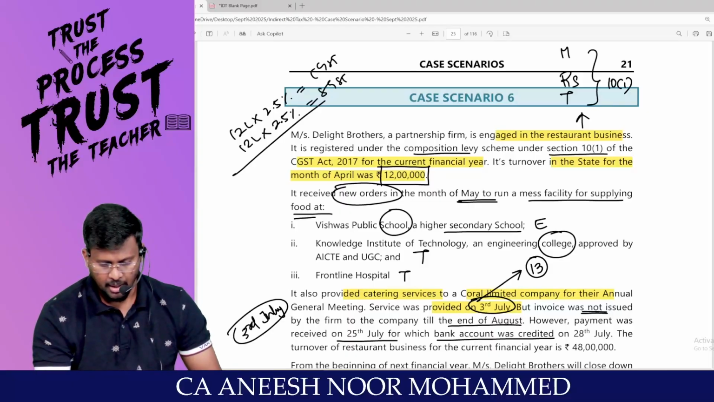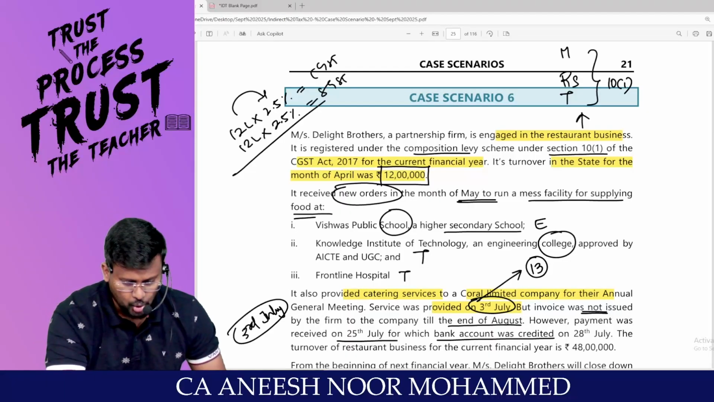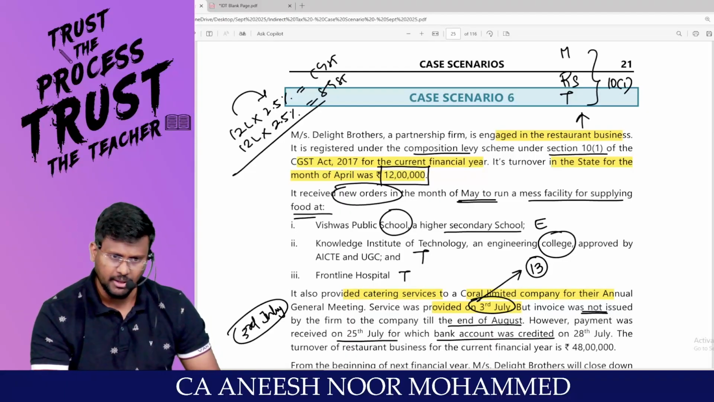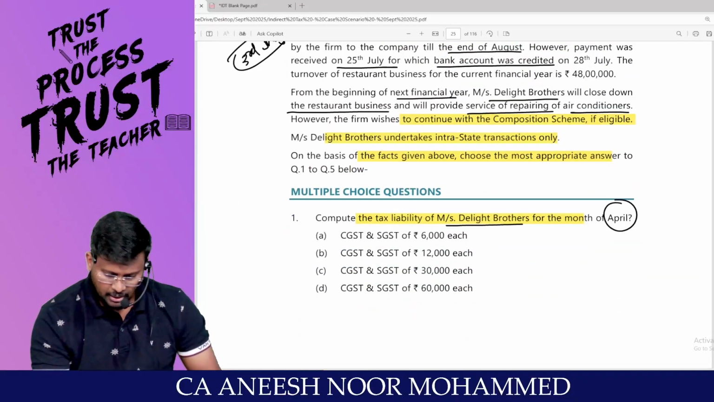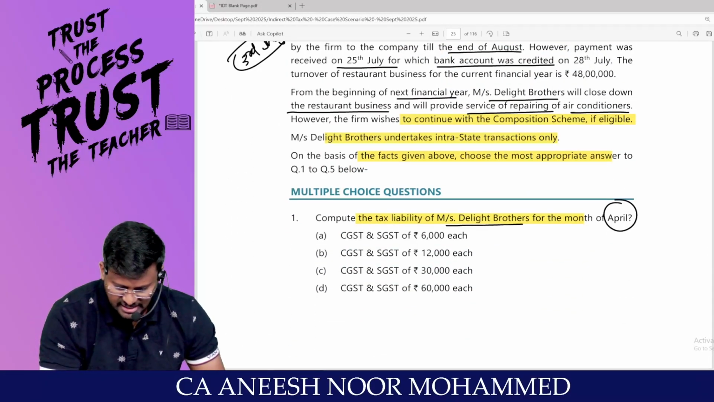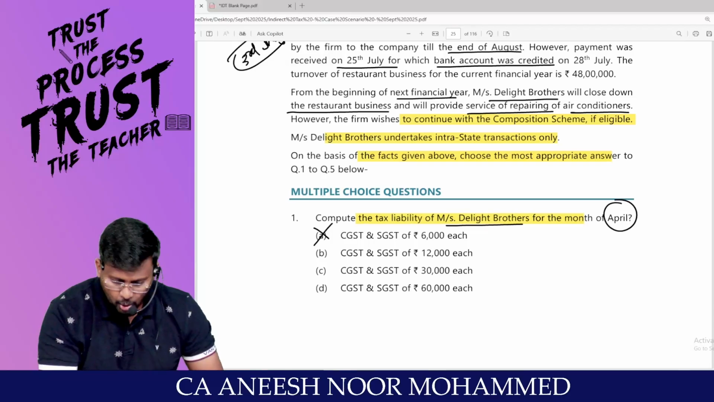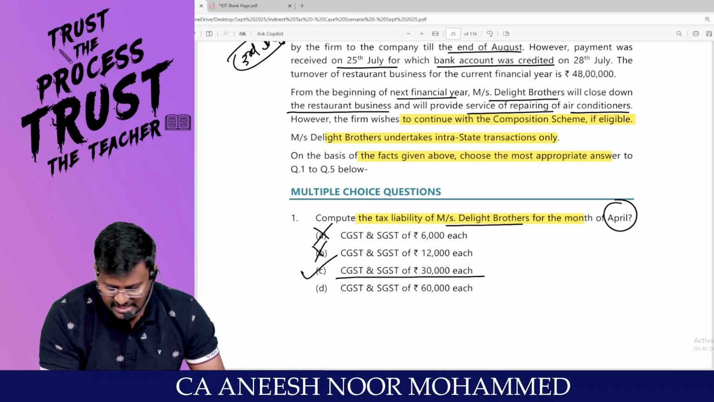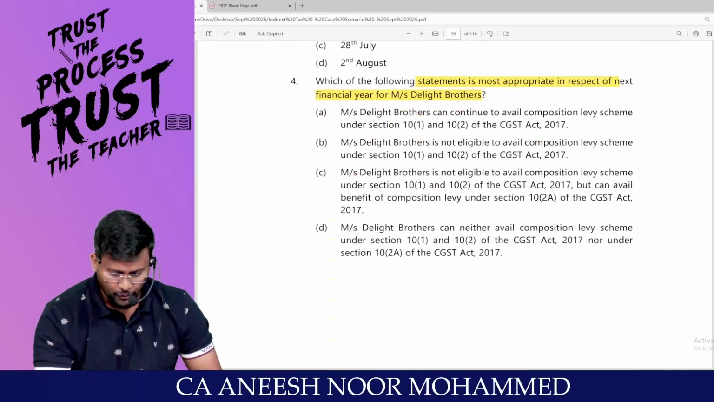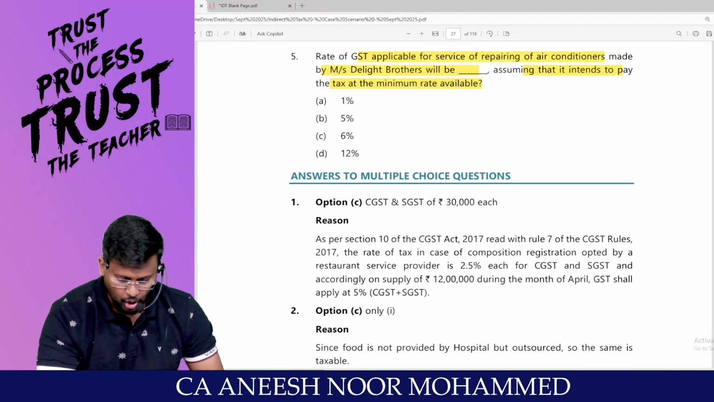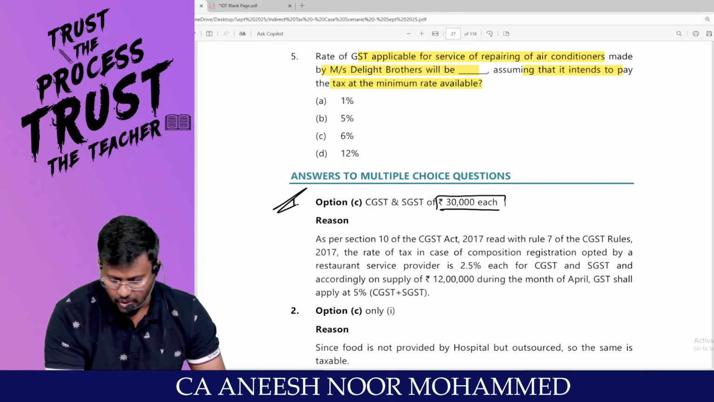April. My dear lovable students, 12 lakhs into 2.5%, 30,000. Again, one more 30, 60,000. Sir, CGST, SGST, 6,000 each is wrong. 12,000 each is wrong. CGST, SGST, 30,000 each is the right answer. So for question number 1, you should have option number C, CGST and SGST of 30,000 each.